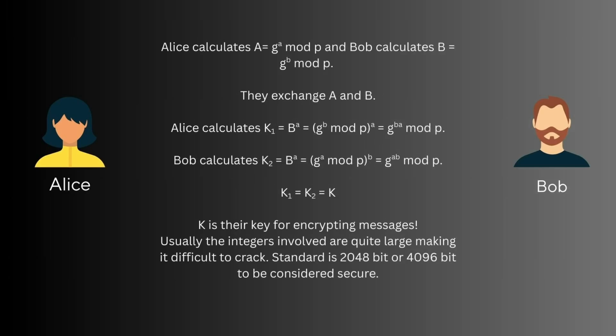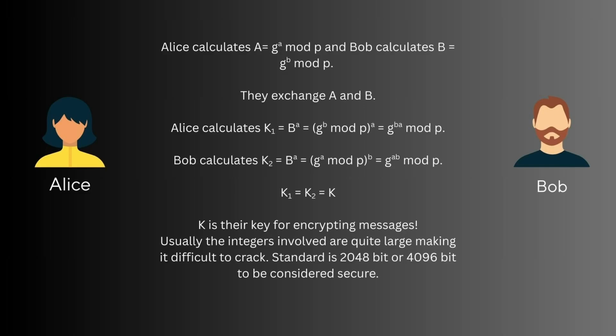The second step is Alice calculates A, which is G to the power of a mod P, while Bob calculates B, which is G to the power of b mod P. They exchange A and B.